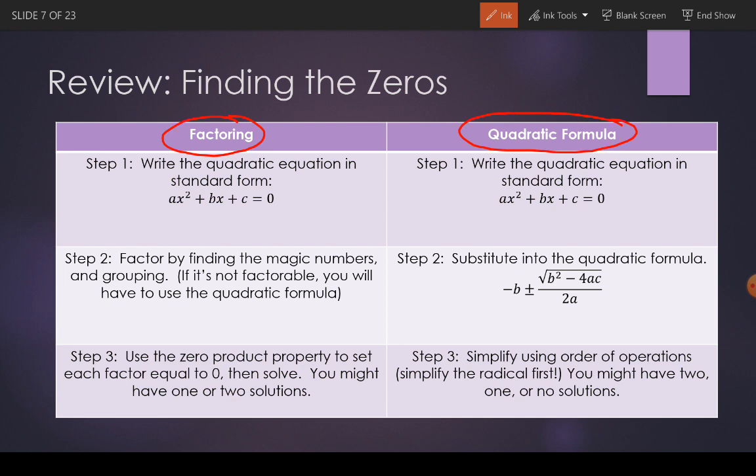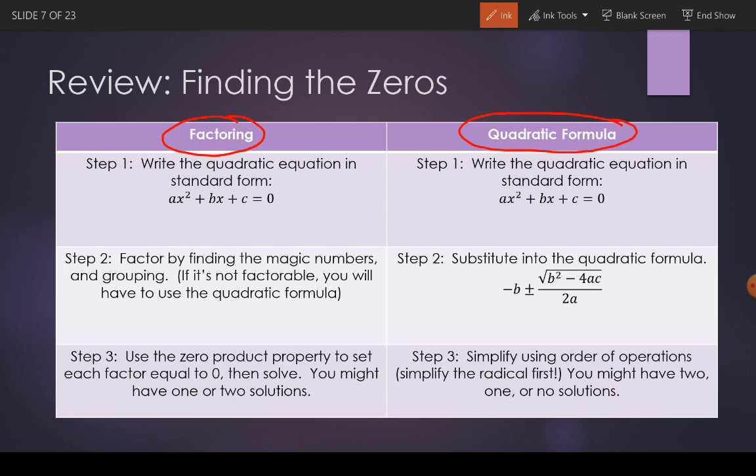So for factoring, we make sure the equation is in standard form. Then we factor by finding the magic numbers and grouping. If you cannot find the magic numbers, and there are no magic numbers that actually exist, that means it's not factorable, and therefore you have to use the quadratic formula. Step 3 would be to use the zero product property to set each factor to 0, then solve. You may have 1 or 2 solutions. So that's the factoring method.